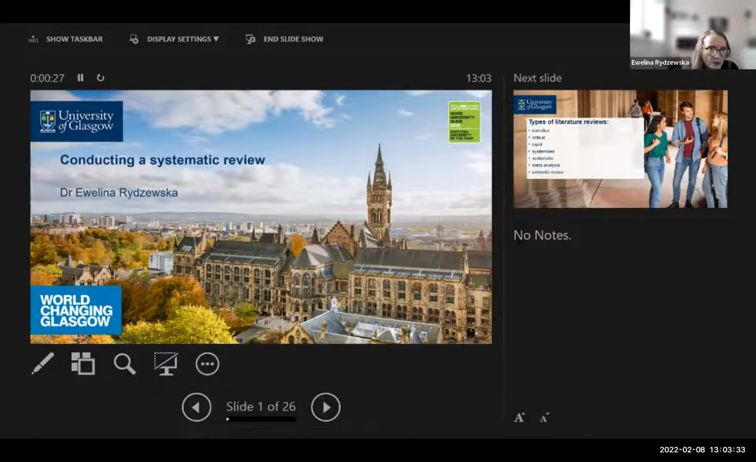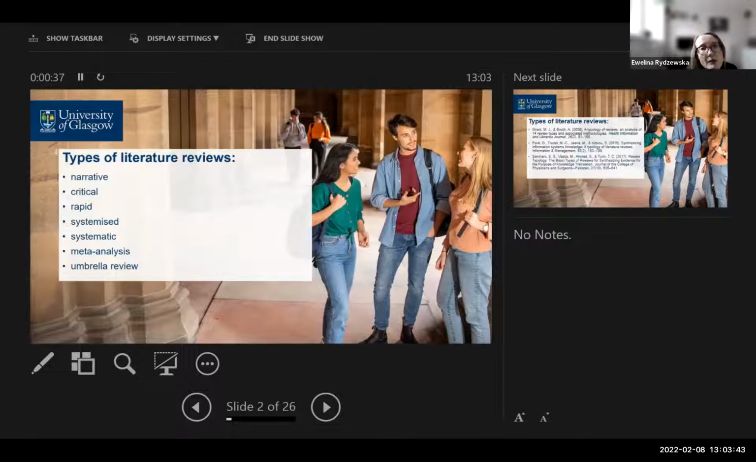So without any further ado, today we're going to talk about systematic reviews. We're going to focus on that. And I think I should probably start by saying that there are several different types of reviews, starting with narrative reviews, rapid reviews. There's something that's called systemized reviews. And please don't ask me about the details because I've never done a systemized review, so I actually don't know very much about them. But I personally have experience in the last three types of reviews: systematic, meta-analysis, and umbrella reviews.